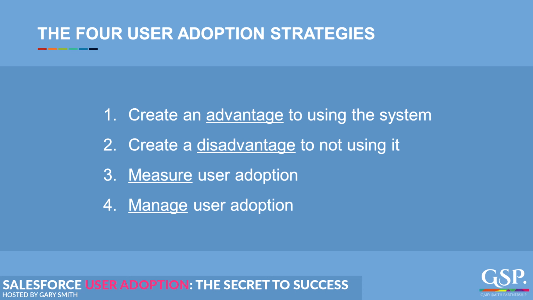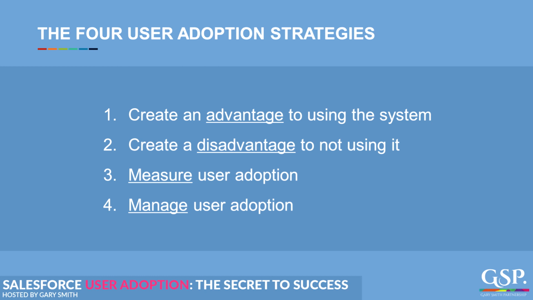Now, every company needs to do that, but that second point, create a disadvantage to not using it. What do I mean by that? Well, to give you an example, let's say, for example, the only way I can get approval for a pricing discount is through the system, is by using the approval process within Salesforce. So don't send me an email.